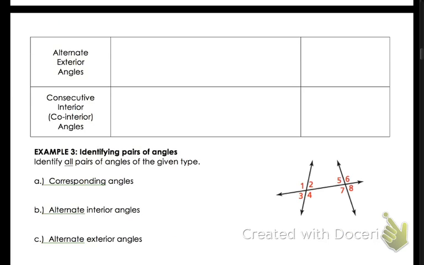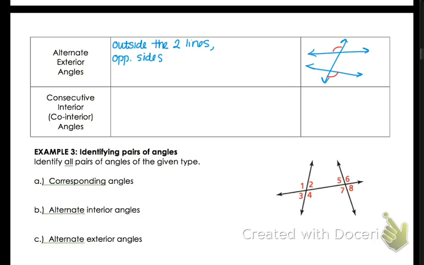Alternate exterior angles are the exact same idea, but they're going to be on the exterior of the lines. So they're going to be outside the 2 lines, and on opposite sides of the transversal again. So 2 lines, transversal. Alternate exterior angles, there's 2 pairs of these also. One would be here and here, or I could do the opposite of that and they would be the same.